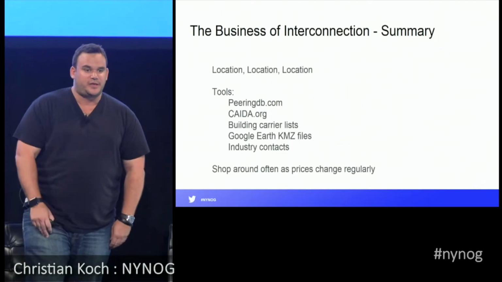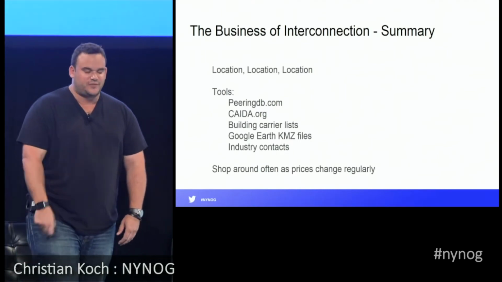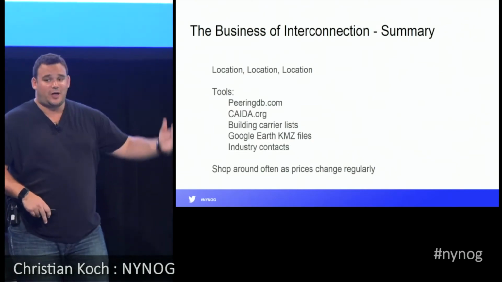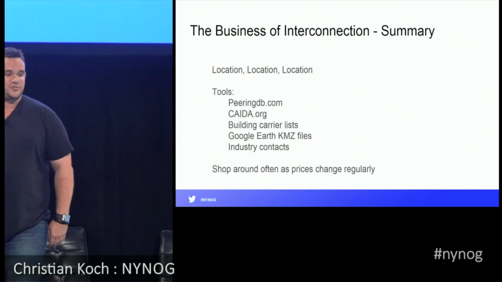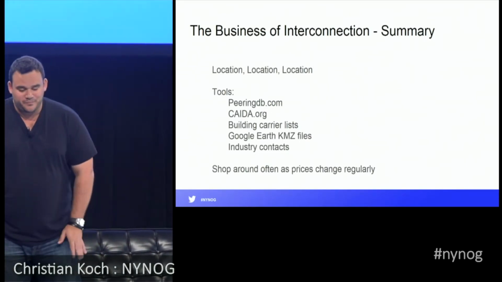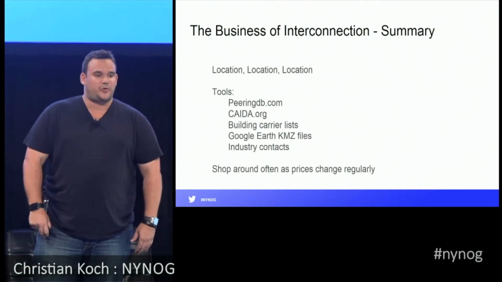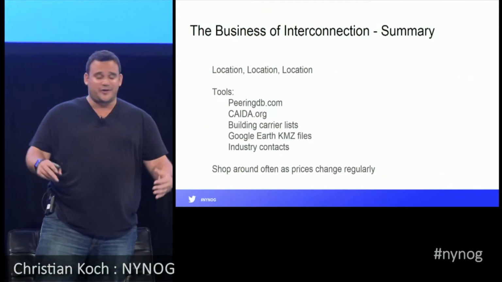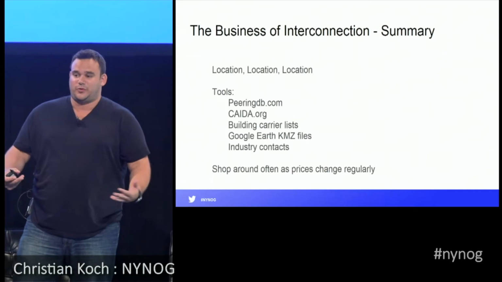So PeeringDB, CADA, get your building carrier lists. Most people will just give it to you. Or if you're people like Zayo who kind of want a different approach, you can get it all online. Go get their KMZ files and look at their whole network and where their fiber runs through, just right from their website. Industry contacts, like I touched on community earlier. Use that community, and if you need to get in touch with someone, it's most likely someone will know it, especially if you're here and you want to talk to a network. You come here, you talk to somebody, you ask somebody for an introduction. Somebody will know who you need to talk to.